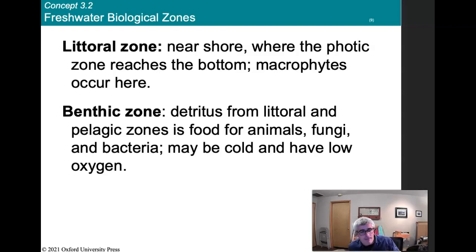It may be cold and have low oxygen. So Littoral Zone, this is typically where photosynthesis is happening. So the primary source of energy for the system is sunlight, driven by photosynthesis, whereas in the Benthic Zone photosynthesis is directly not the primary driver of energy in that system. It's primarily getting energy via export from the littoral and pelagic zones.